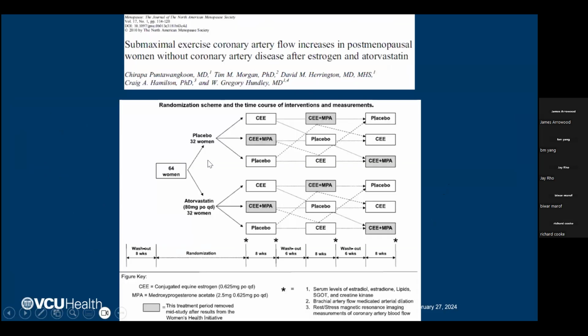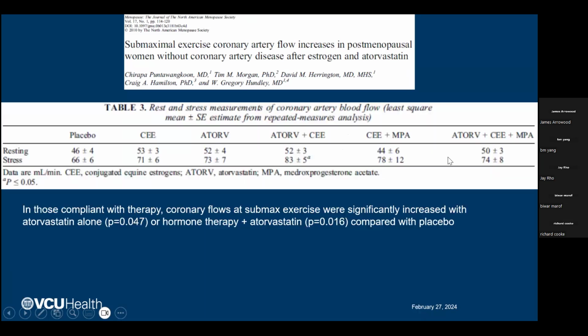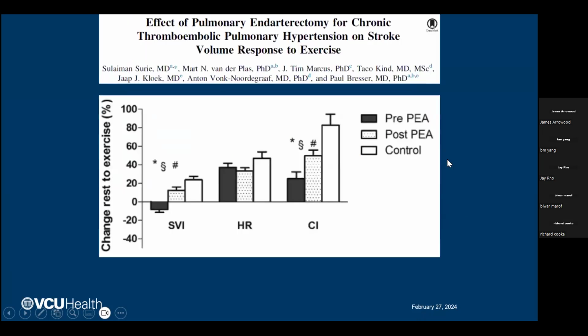And so they then set up an even more aggressive study based on these power calculations, looking at estrogen supplementation and or atorvastatin in postmenopausal women and effects on coronary blood flow. And so, only 64 subjects, but because of this sophisticated study design and the precision of exercise CMR-based measures, they were able to maintain a good power in this study.